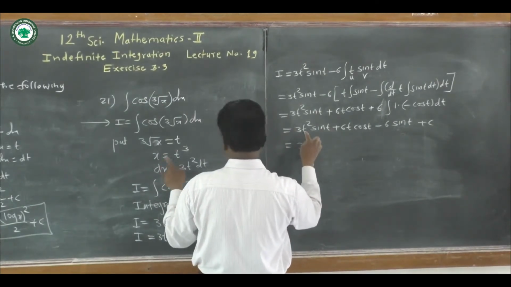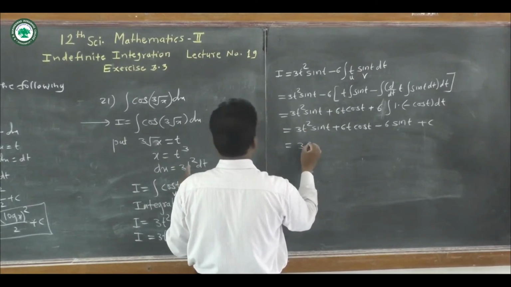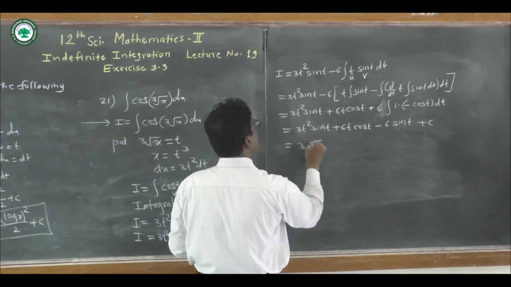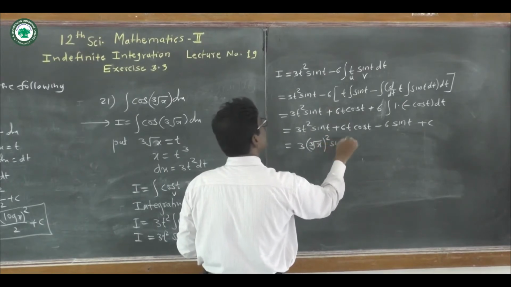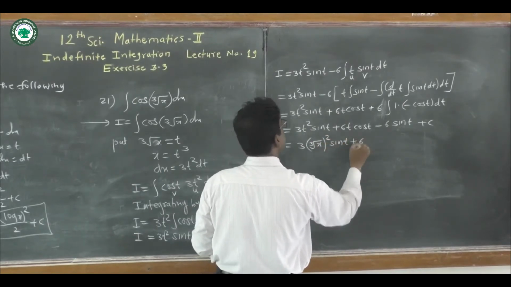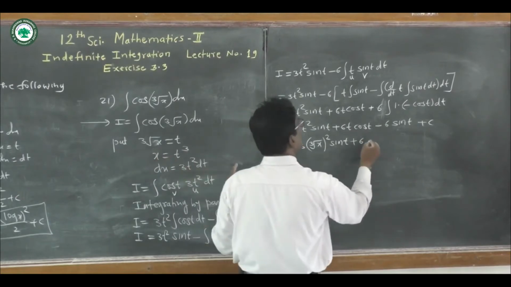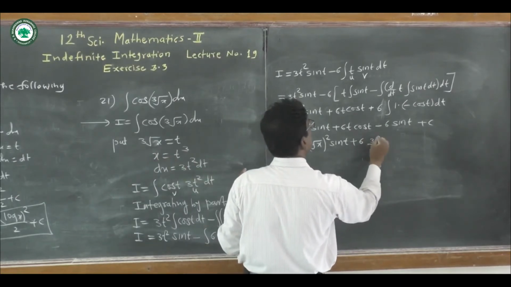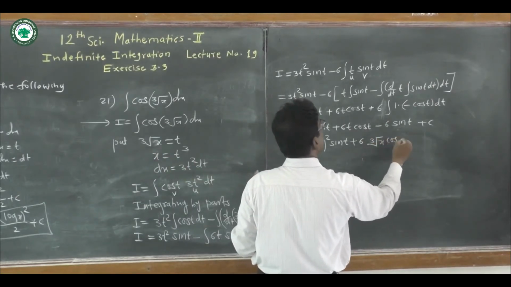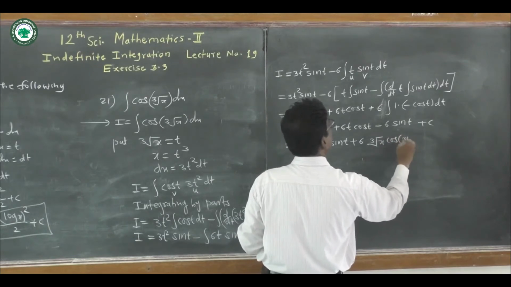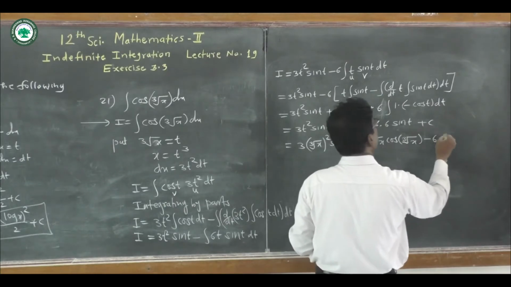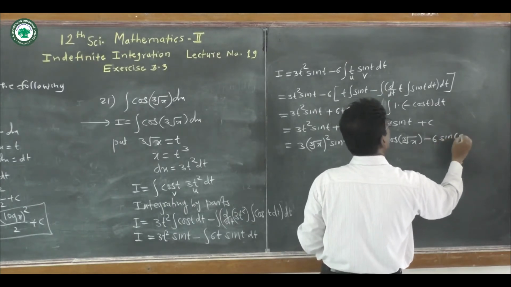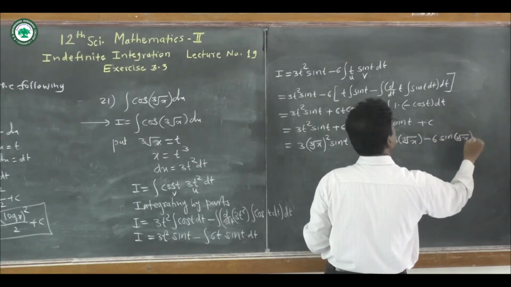Finally put the value of t as cubic root of x. So here 3 and t square, t is cubic root of x, its square into sin t, plus 6, and t is cubic root of x, into cos of cubic root of x, minus 6 sin of cubic root of x plus constant of integration.